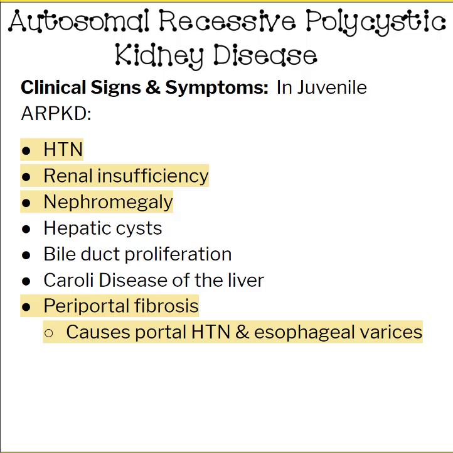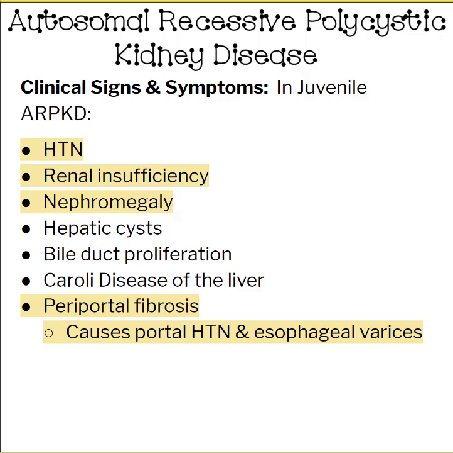Their kidneys are going to start giving out, so we're going to see that via lab work. The kidneys might be quite a bit larger, so that might be something that the doctor can feel. They're also going to develop hepatic cysts. Multiple bile ducts will be present. We learned about Caroli disease, kind of goes along with this as well. And then the big one is going to be periportal fibrosis.